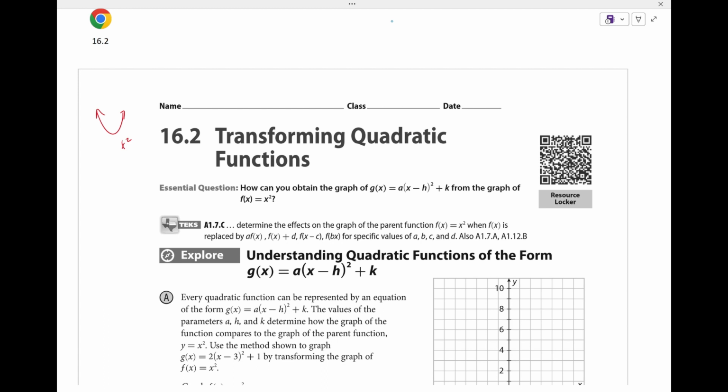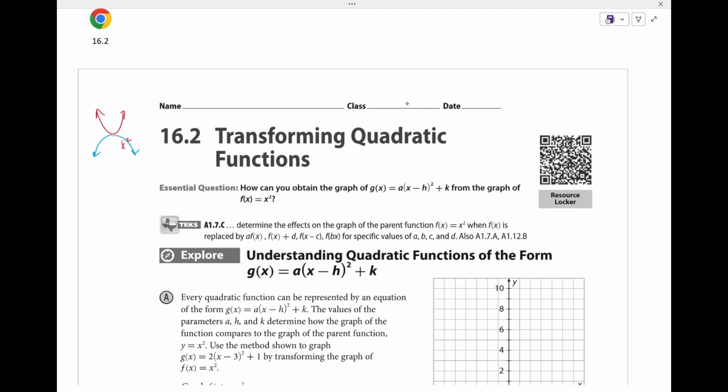If our a was greater than 1, it became a vertical stretch, kind of like this. If our a was less than 1, between 0 and 1, it became a vertical compression like this. Okay, not perfect drawing, but hopefully you get the point. If a was negative, our graph opened downward instead.